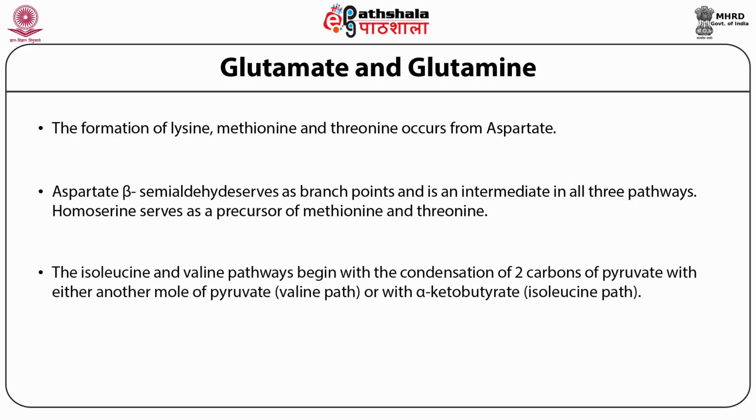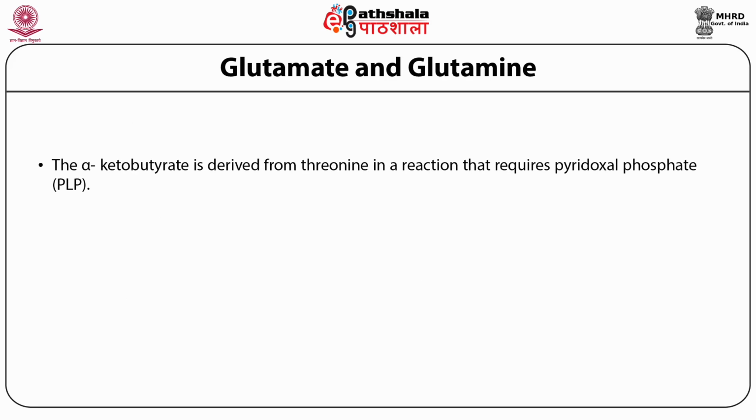The isoleucine and the valine pathways begin with the condensation of 2 carbons of pyruvate with either another mole of pyruvate, that is the valine pathway, or with alpha-ketobutyrate, the isoleucine pathway. The alpha-ketobutyrate is derived from threonine in a reaction that requires pyridoxal phosphate.